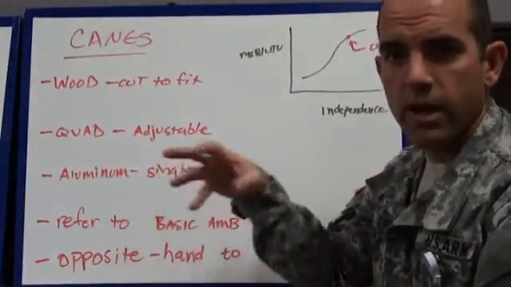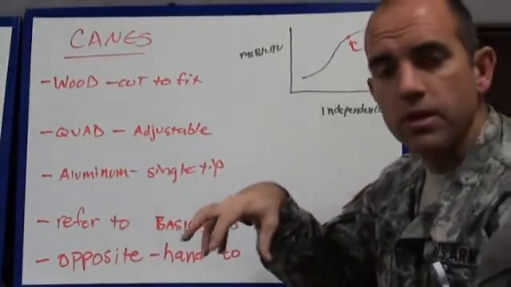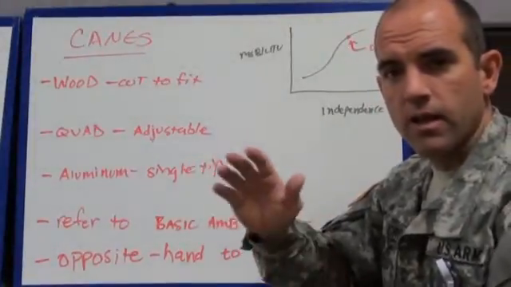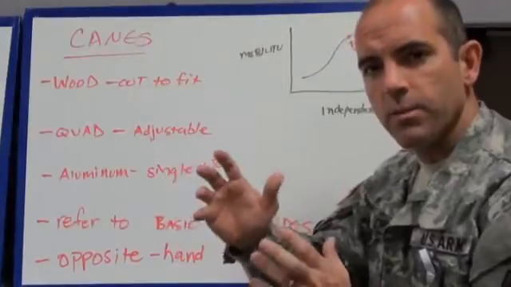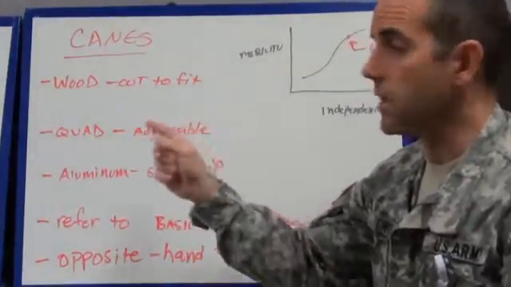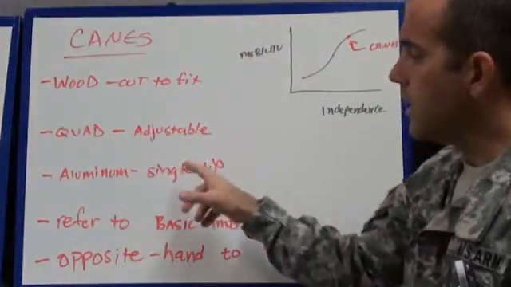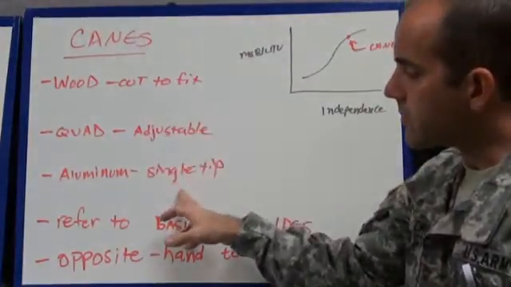We also have quad canes. Quad canes have 4 feet on them. These are more stable, and generally used for patients that need a little bit more assistance in stability than a single tip wood cane would give. So quad canes, more stability, but a similar amount of support.